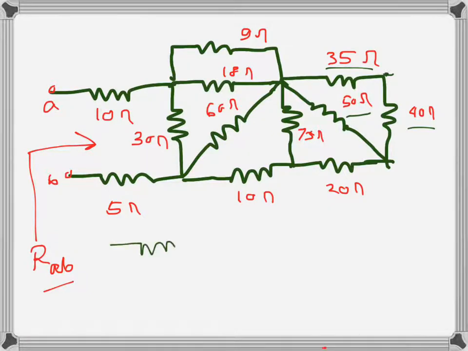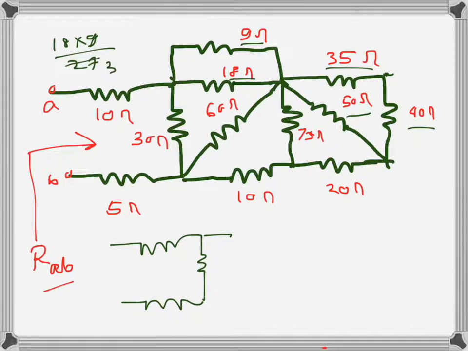I probably can draw the circuit again, but it will be repetitive. Also here, this 9 ohms and 18 ohms are in parallel, so there is nothing else. We can just replace the two resistances with just one. The 18 and 9 parallel combination will be 18 times 9 divided by 18 plus 9, which is 27, and that gives us 6 ohms there.